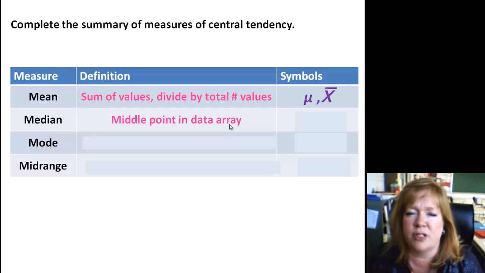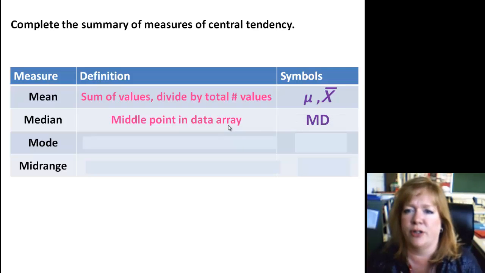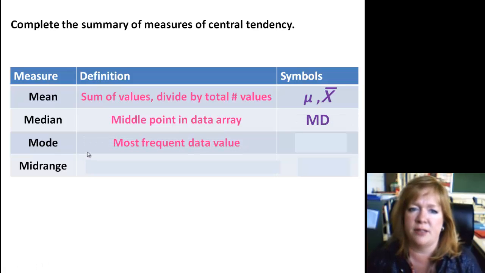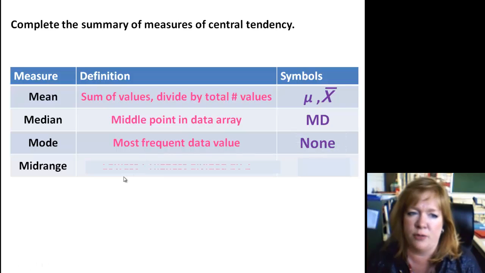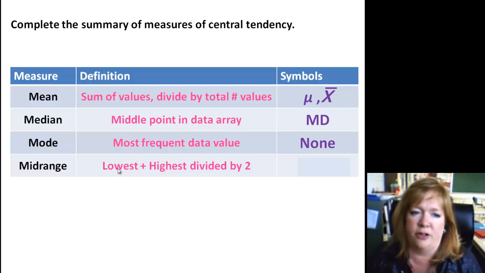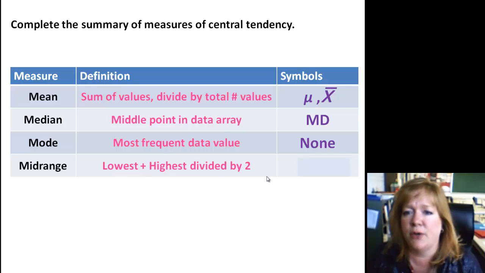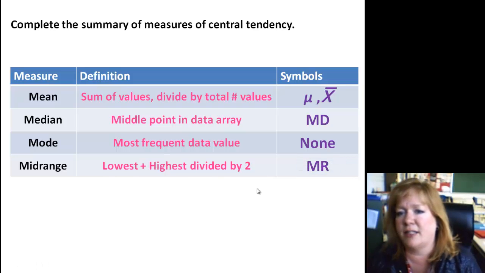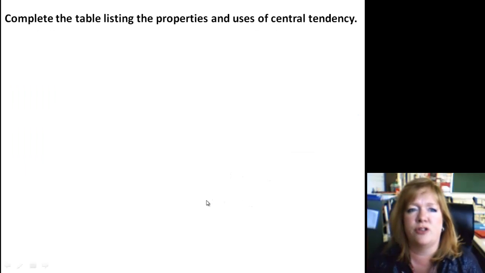If there's an even number of data values, you take the middle two and average them. So that's MD for median. Mode is the most frequent data value, and there's no symbol for that. Mid-range is MR, and you take the high plus the low and divide by 2.